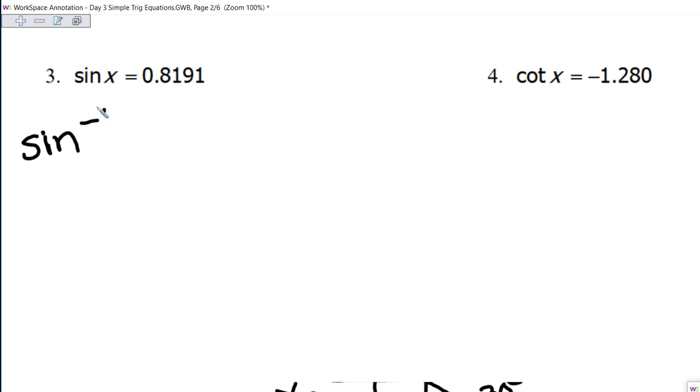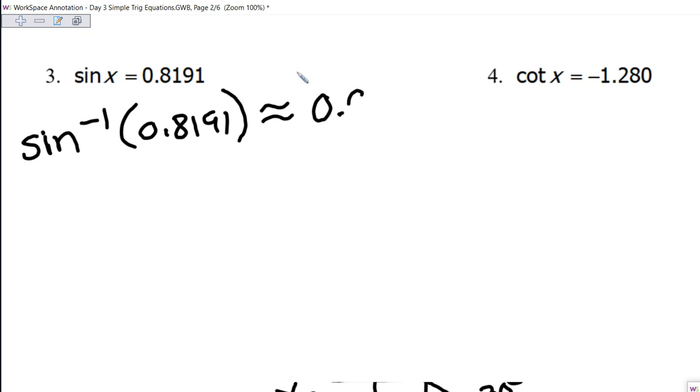So second sine. When you type second sine, this will pop up. Sine to the negative 1 power. And then type in 0.8191 in the parentheses. And we'll round to 3 decimal places. 0.960. We'll try to figure out what that 0.960 represents in just a minute.